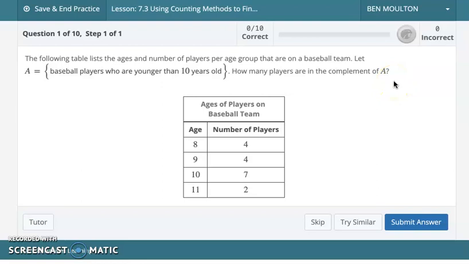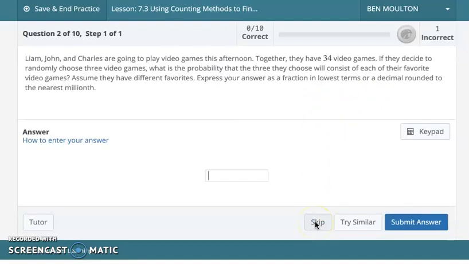In other words, how many players are 10 years old or older? If you read it that way, it's going to make a lot more sense. Here's 10 years old. Here's 11 years old. So 7 plus 2, your answer will be 9. I don't think that one's too hard if you understand what the complement of A is. Let's move on to the next one.